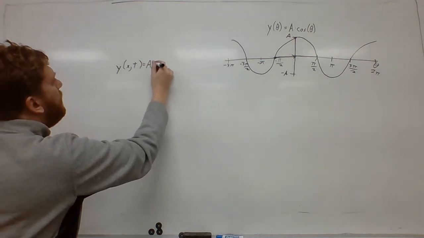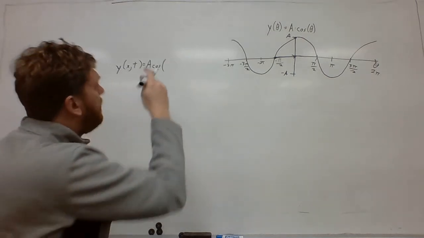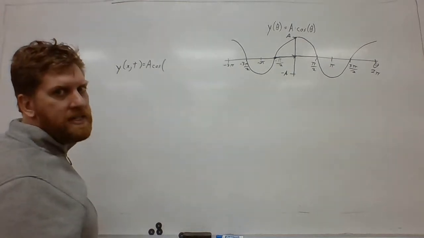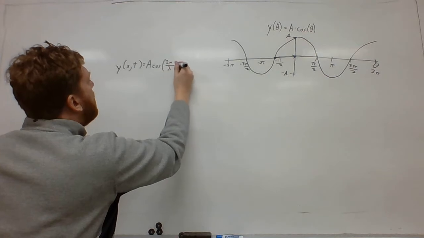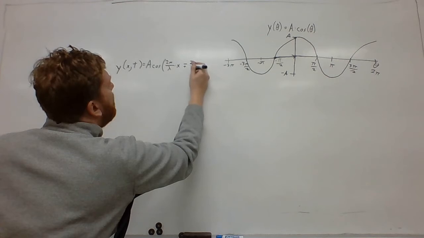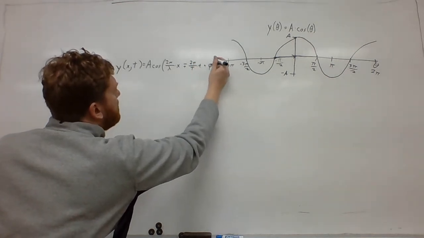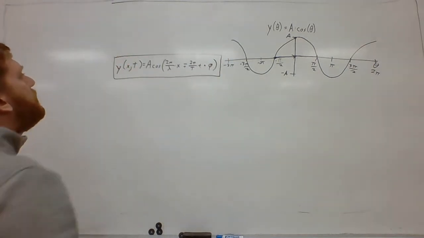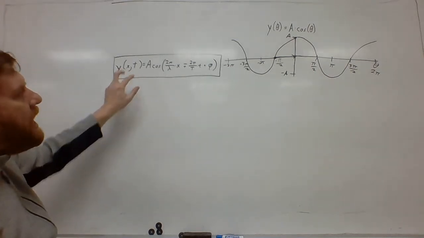This is equal to A, our amplitude, cosine. Some people use sine there, it doesn't matter, because we just add a different phase constant to switch between cosine and sine. 2 pi over lambda times x minus or plus 2 pi over the period times t plus whatever phase constant we have. This is our general equation to describe a sinusoidal graph in both space and time.